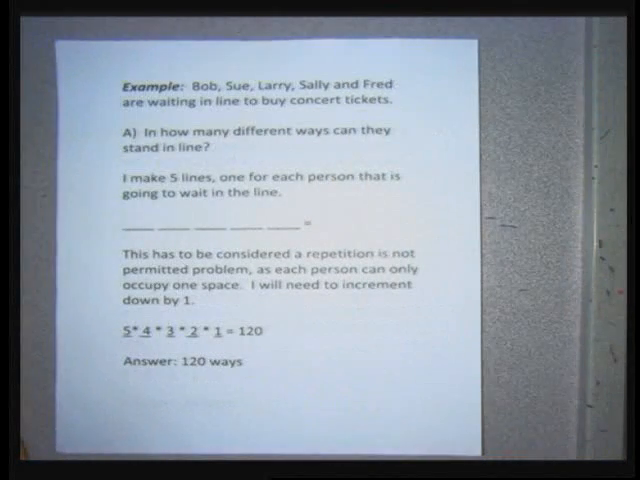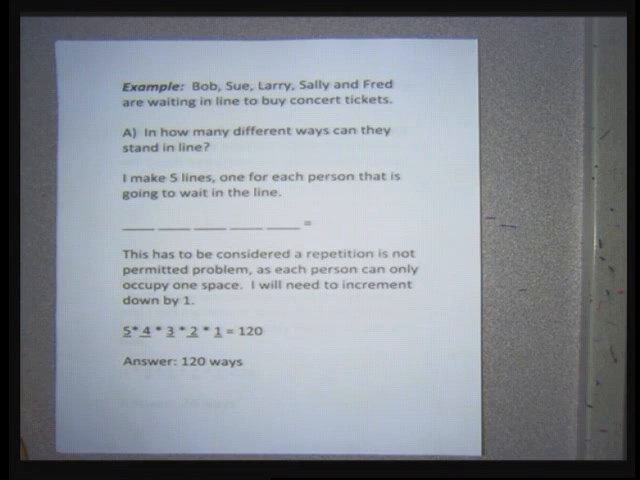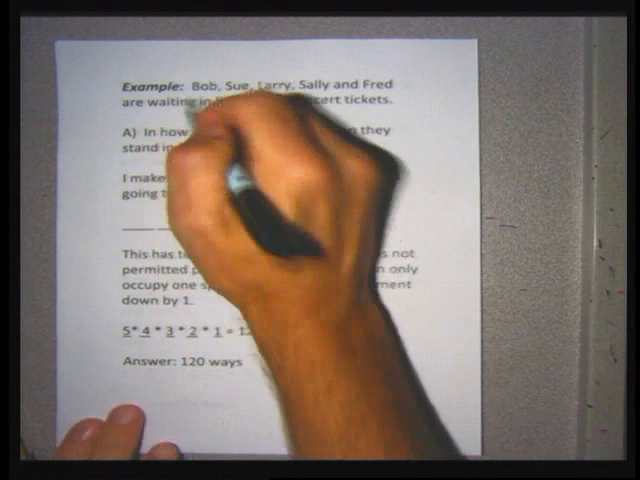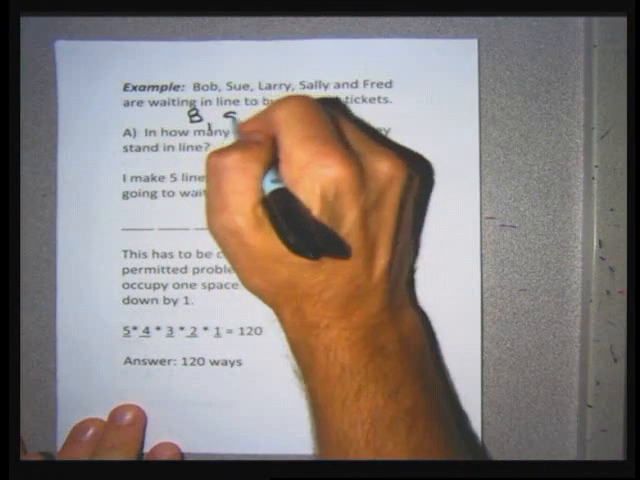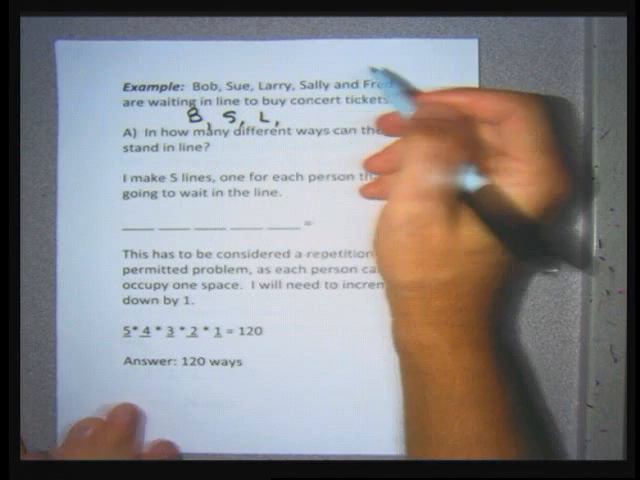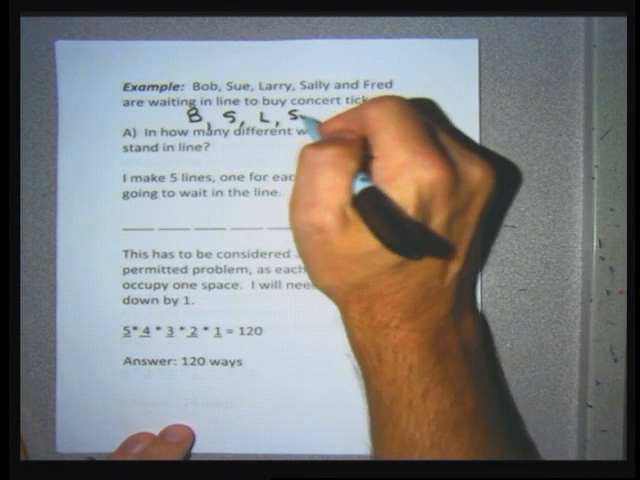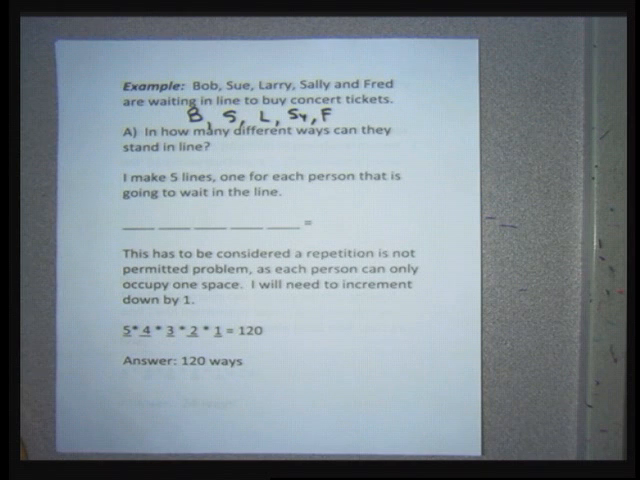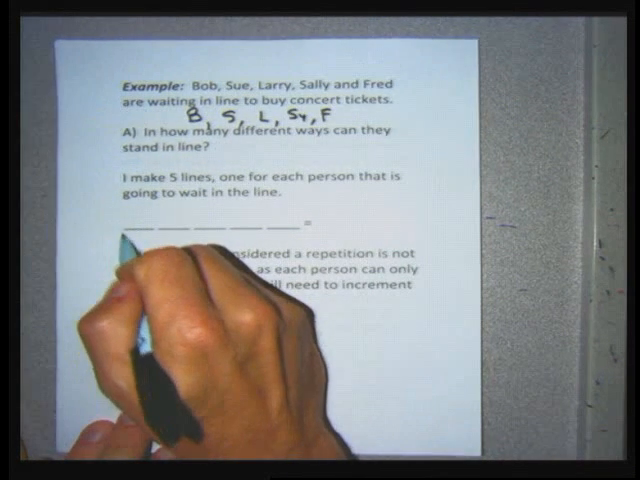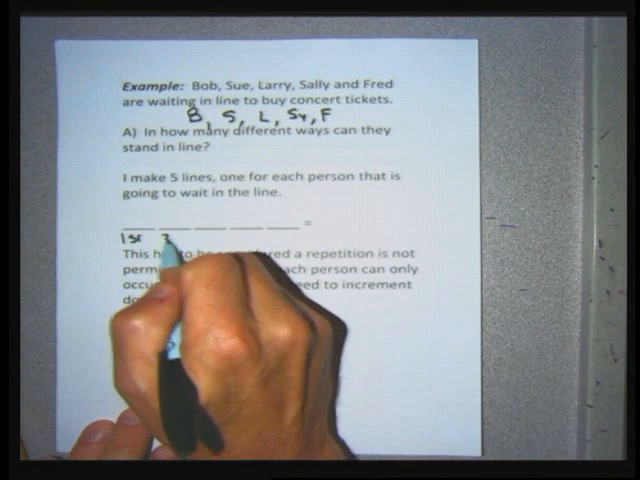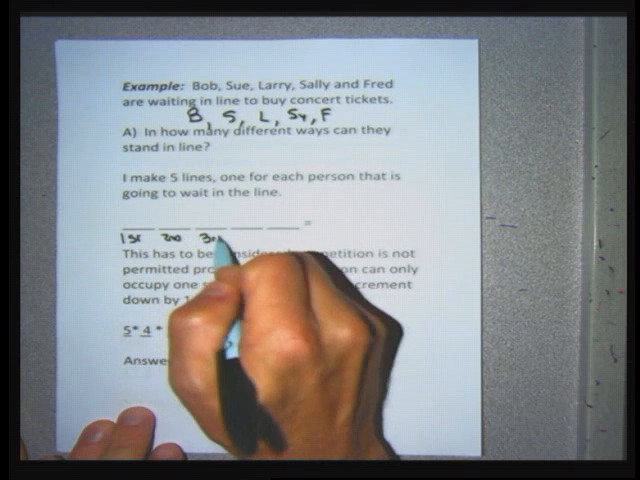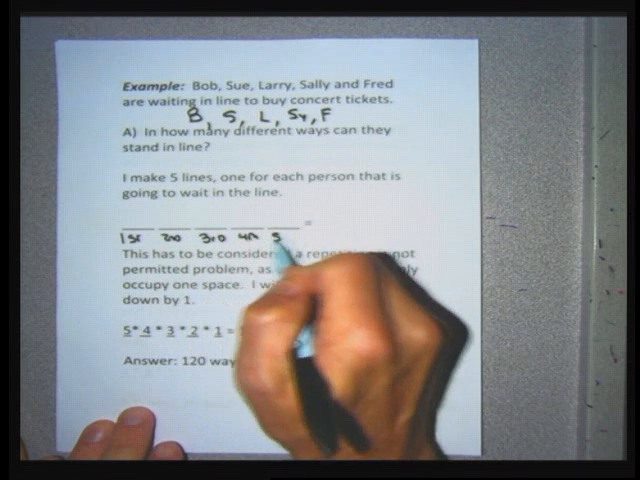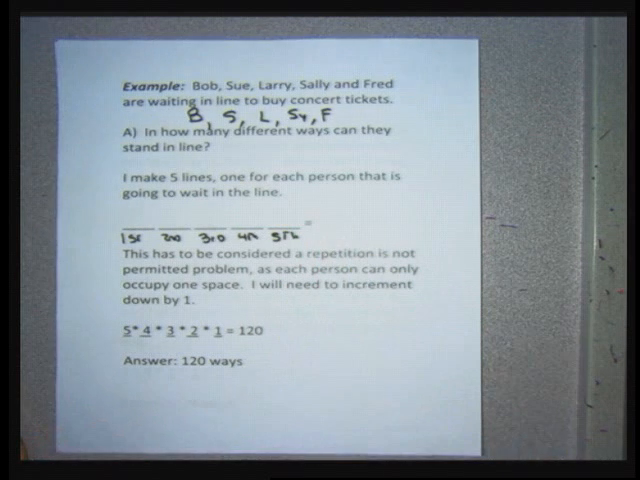All right, so next example: Bob, Sue, Larry, Sally, and Fred. Oh gosh, I have another S, so Sally and Fred. There's 5 people waiting in line to buy concert tickets. How many different ways can they stand in line? Well, there's going to be a first, second, third, fourth, and fifth person. So I made a line for who's going to be standing first, second, third, fourth, and fifth. It's a counting principle problem.